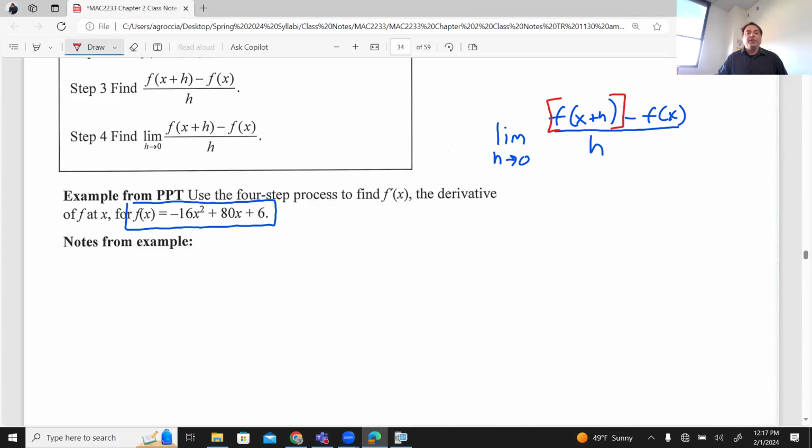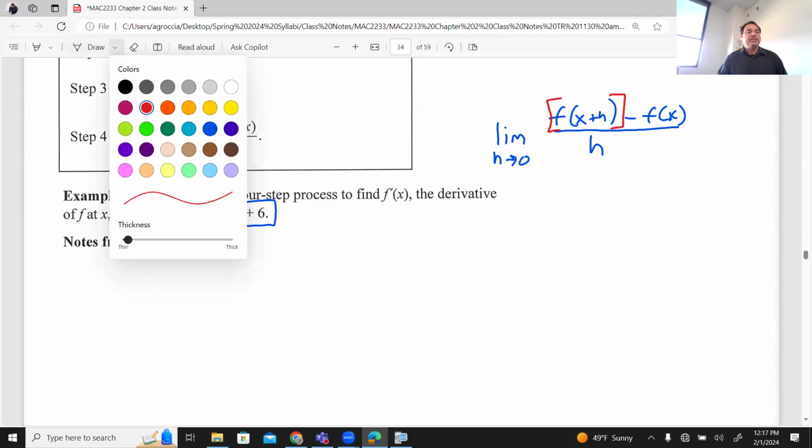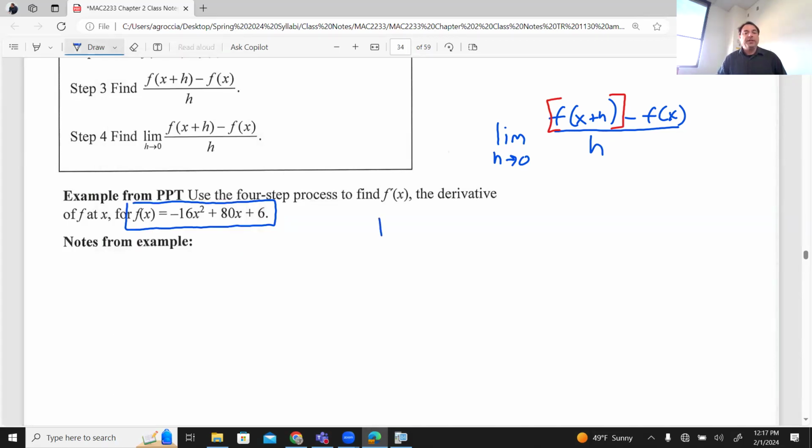says, go to your function, and where there's an x, what am I going to plug in? x plus h. Everywhere there's an x, I'm going to put x plus h. So nice and slowly, let me start this. It starts with limit as h approaches 0. We're going to keep writing that. And then I'm going to keep the red going.